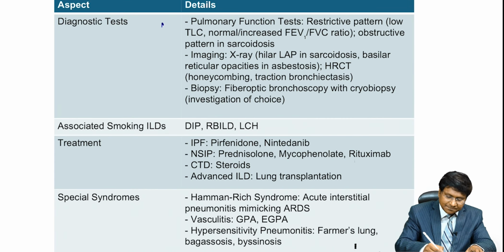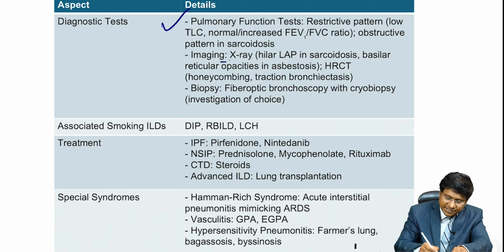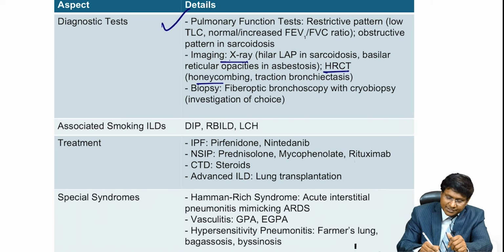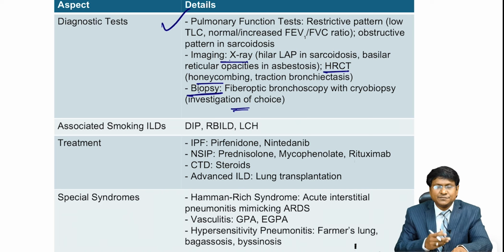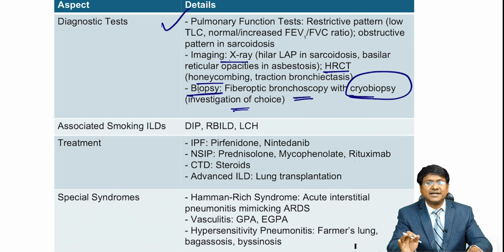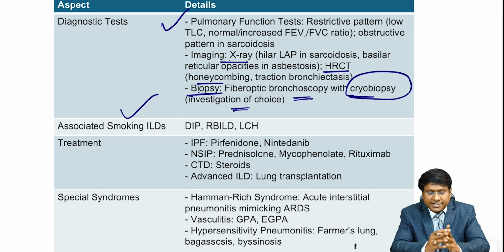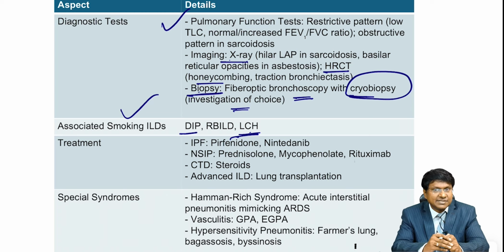And how will you diagnose? That is by pulmonary function test, which will show a restrictive lung disease pattern. Next important is the imaging, that is chest x-ray and as well as the HRCT. So HRCT will show you that there is honeycombing or traction bronchiectasis. Next important is biopsy. So biopsy is the investigation of choice to tell you what type of ILD it is. So fiber optic bronchoscopy with cryobiopsy is considered as the investigation of choice. And what are the important ILDs which are associated with smoking? That includes desquamative interstitial pneumonitis and as well as Langerhans cell histiocytosis.